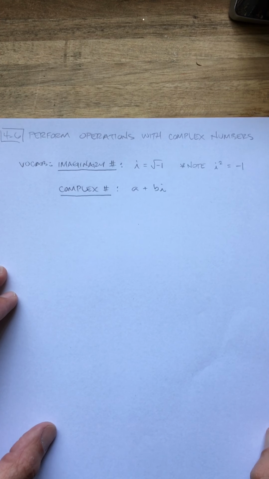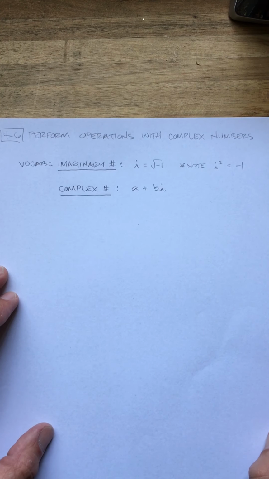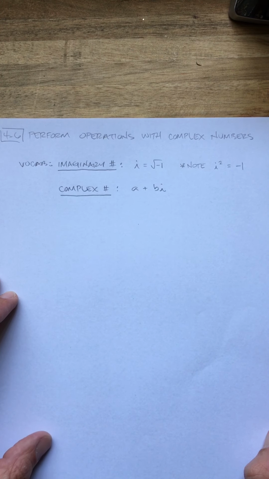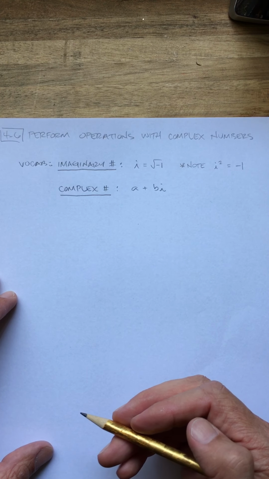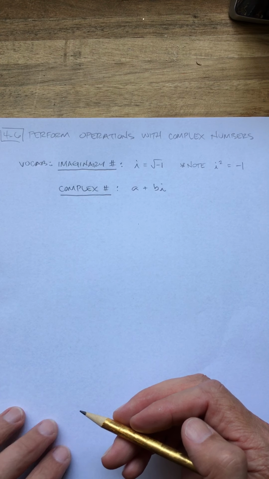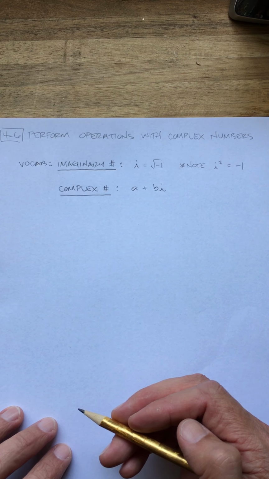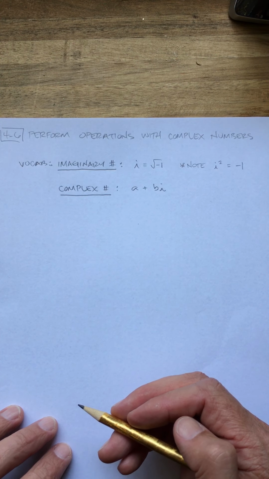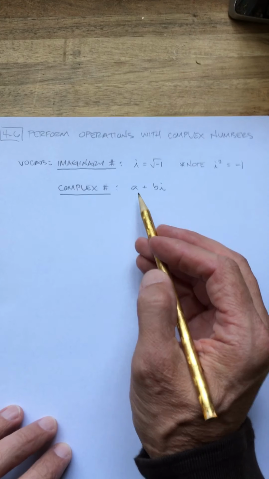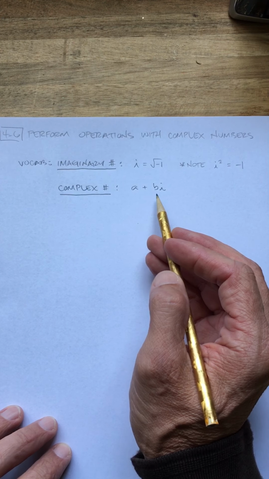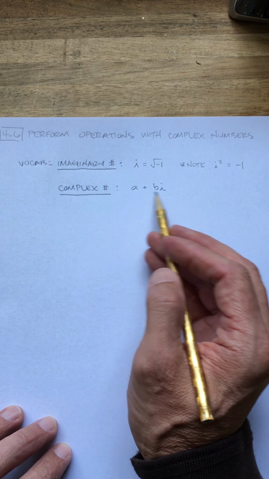What's happening, guys? Today we are in section 4.6 and we will be performing operations with complex numbers, okay? And complex numbers is something you may or may not have come across yet. Here is a complex number, okay? And I will definitely be explaining what this is, okay?